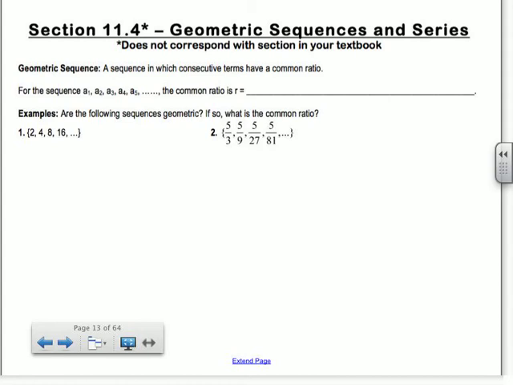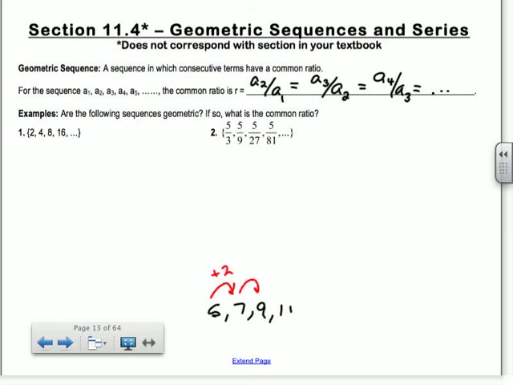Okay, so for the sequence a1, a2, a3, a4, a5, remember before our common difference was any term and you subtract out the term before it. Now it's going to be any term and divide out the term before it. So you could have a2 divided by a1, a3 divided by a2, a4 divided by a3, and so on. So those will all equal r.